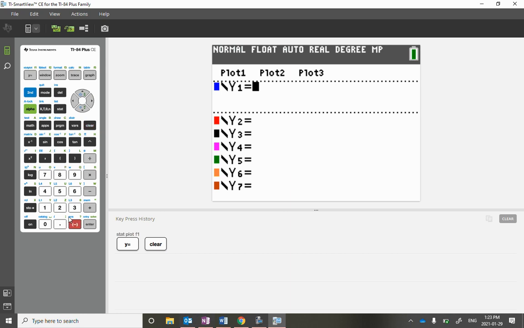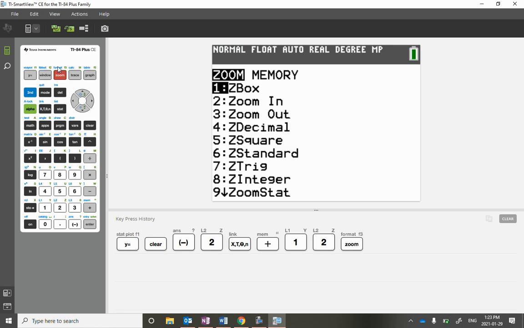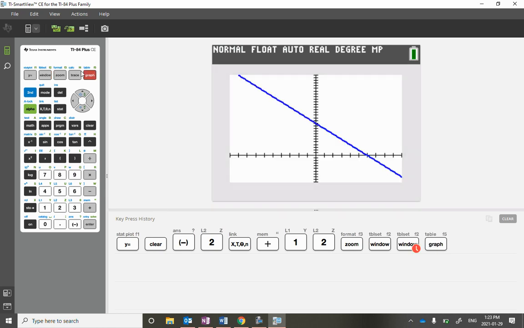Make sure you're putting negative 2t plus 12. Check your window settings to make sure that they're appropriate. Depending what you did last, it could be incredibly far off. It might be okay. And then you're going to press graph. It's in your notebook on question 1.